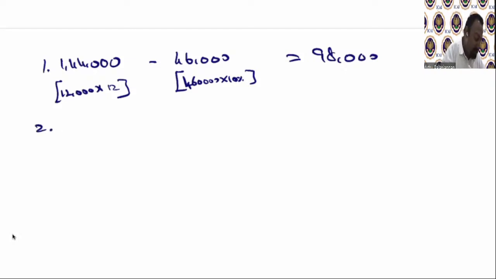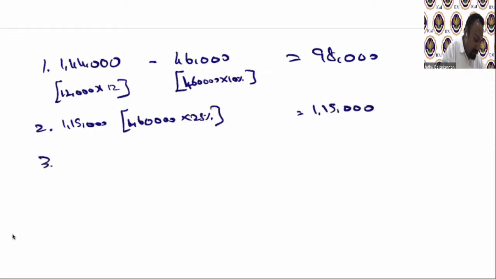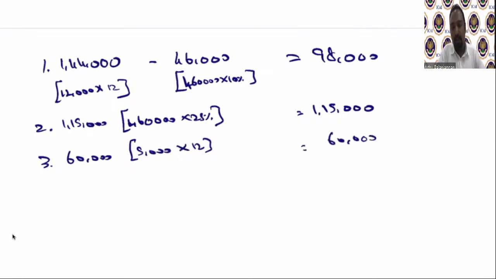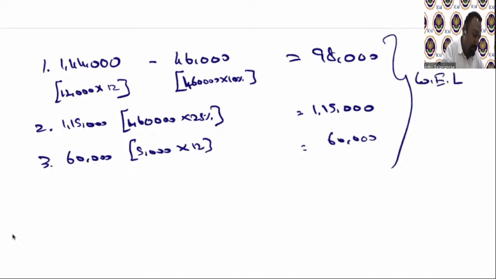The second thing is 25% of total income. 4,60,000 into 25%: 50% is 2,30,000, half of it is 1,15,000. The third one is 60,000, that is 5,000 into 12. Now I need not teach you how to identify whichever is less. So which is less? The 60,000 is what is eligible.